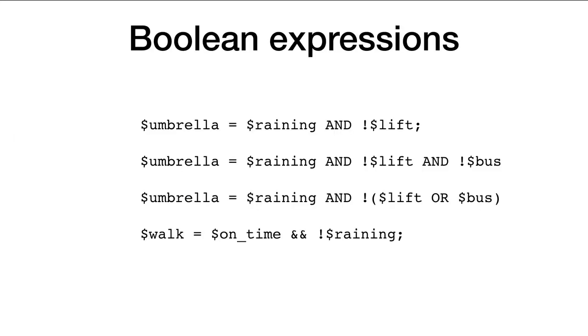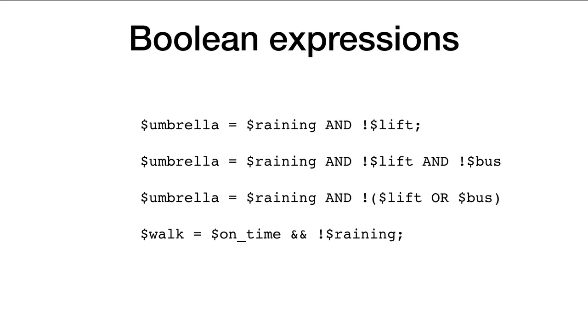So when we're combining these then, or when we're trying to express complex circumstances or different situations, we might combine them in different ways. So in these examples here, all of these variables hold either true or false. So if we want to figure out whether we should bring an umbrella or not, we could say umbrella gets raining and not lift. So if it's raining and you don't have a lift, well then umbrella should be true.